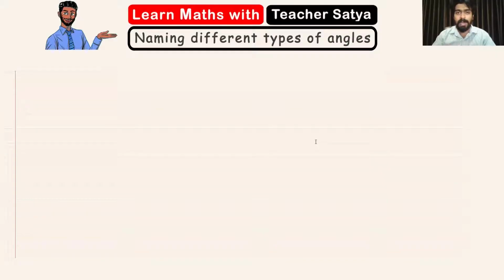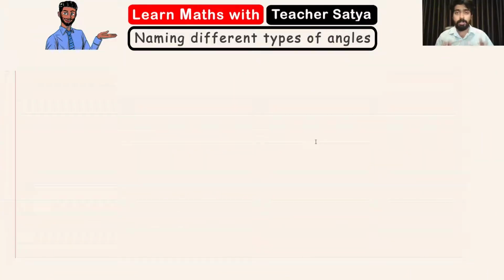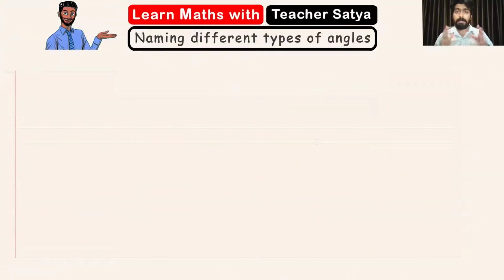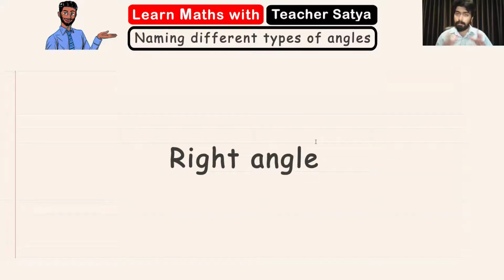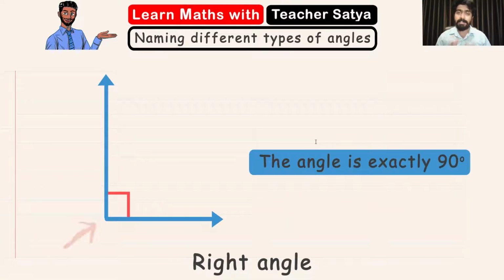So before we start naming the angles, let's understand how angles are formed. Angles are formed when two rays meet at a point, which is called the vertex. The first type of angle that I'll be explaining to you guys is called a right angle. And the measure of a right angle will always be exactly 90 degrees.